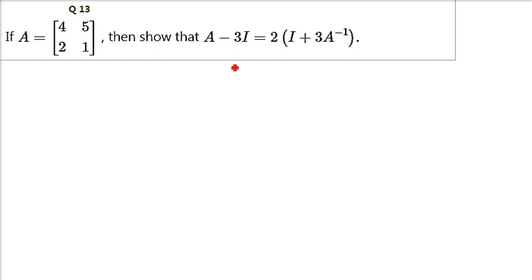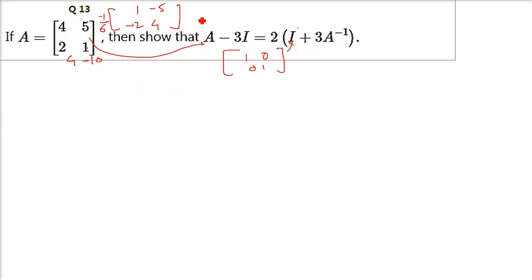Okay, this question, you just have to find out A inverse. A is already given, identity is 1 0 0 1. So you can just put all these values here and check whether the left hand side is equal to the right hand side or not. I'm just giving you the idea that 1 and 4 have been exchanged, the signs of 5 and 2 have been changed, and the determinant will be 4 minus 10, which is minus 6, so it's minus 1 by 6. So this is going to be your A inverse.